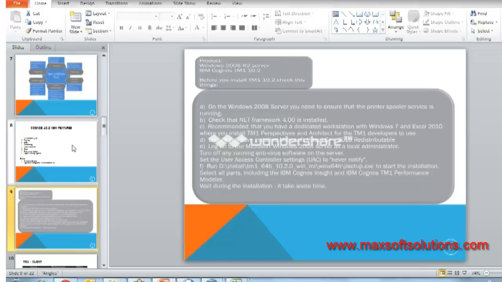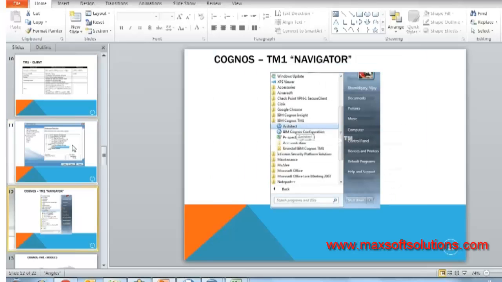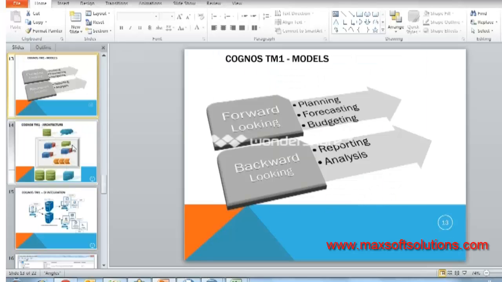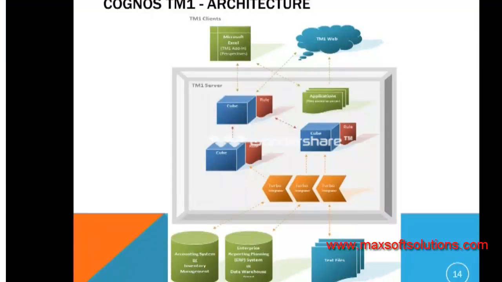So these are the prerequisites you need to install TM1. Why should you go for the TM1 10.2 version? And this is how you install. As I mentioned, planning, forecasting and budgeting are the forward-looking ones which you are installing. This is the TM1 architecture which I wanted to talk about.